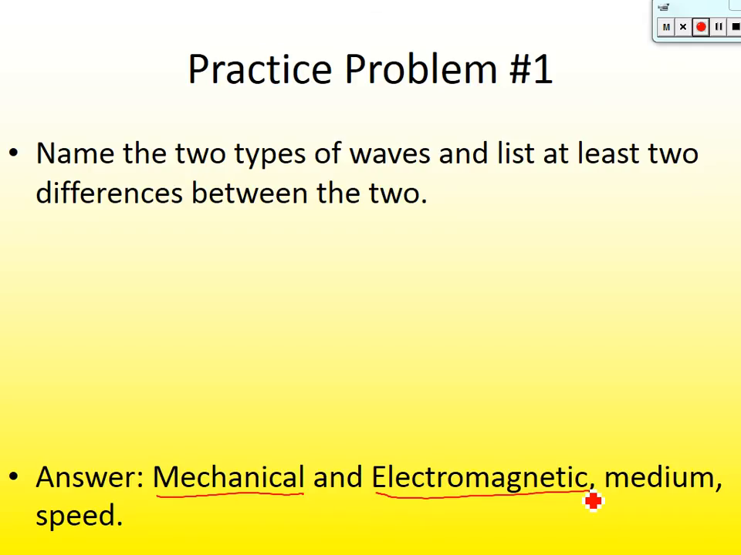What's another difference? Speed. The speed at which they travel. Which one travels at the speed of light? All of them. Electromagnetic waves. Mechanical waves can go slower. They can go faster, they can go slower. Okay, so there's the two main differences.